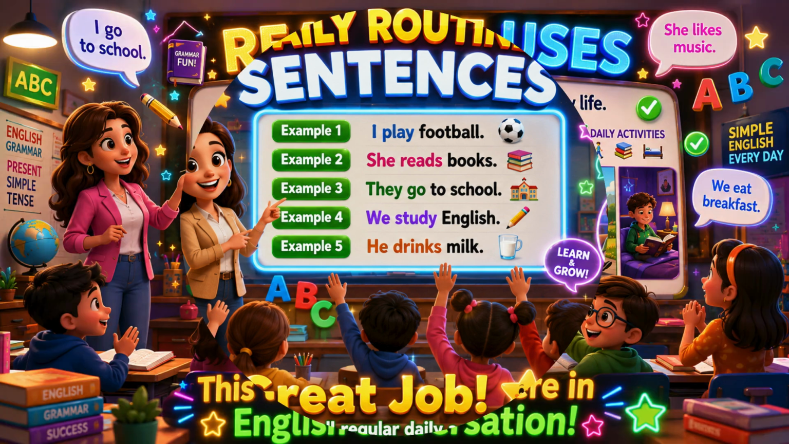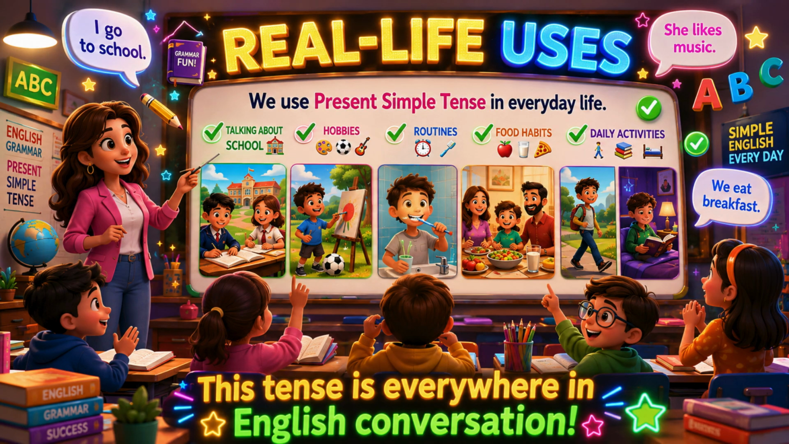Excellent, everyone. Now let's understand how we use the present simple tense in real life. We use this tense almost everywhere in daily English conversations. For example, talking about school, hobbies, routines, food habits, daily activities. Let's see some simple examples. I go to school every day. She likes music. He drinks milk every morning. We study English together. They play cricket in the evening. See? These are all common daily life sentences. That is why the present simple tense is very important in English. You will hear and use this tense every single day while speaking English.